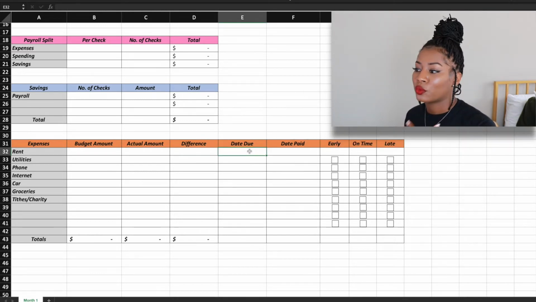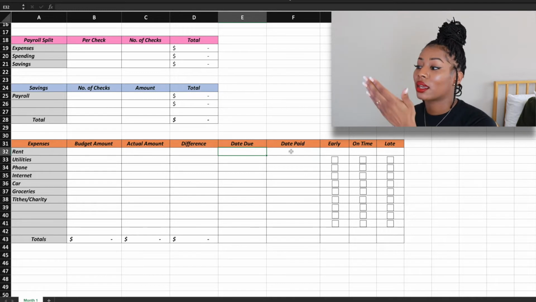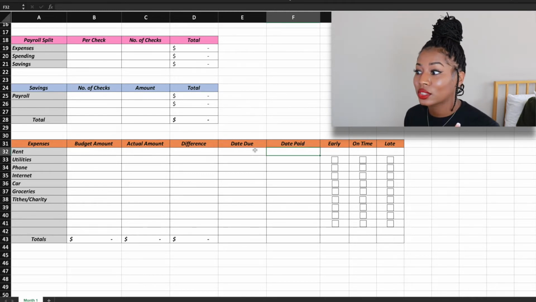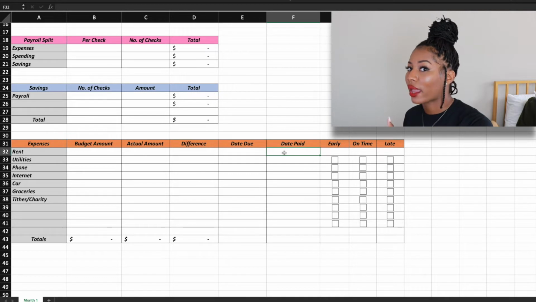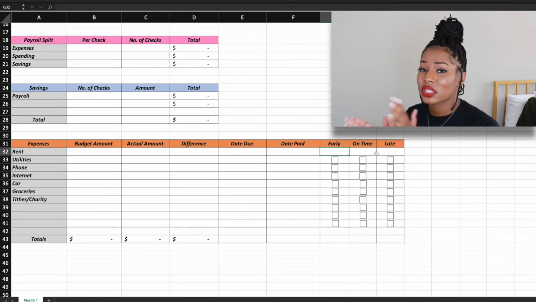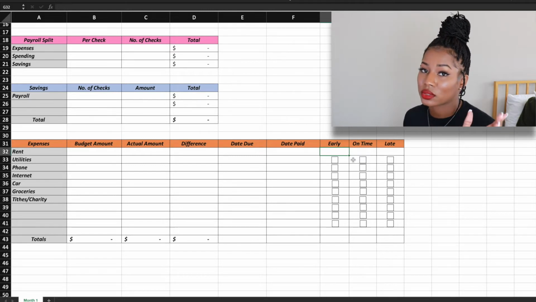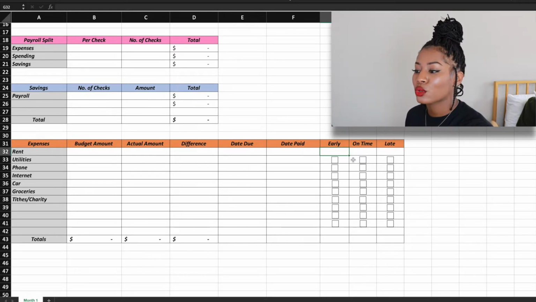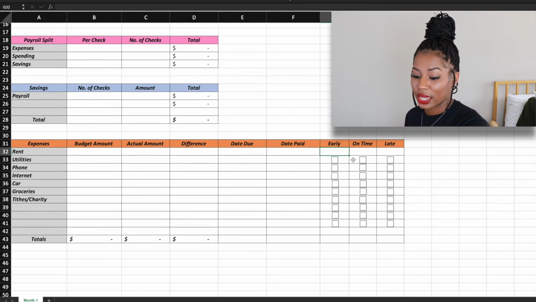Moving on to the due date and the date you actually pay. So what day was it due? What day did you actually pay? This other column is if that bill was early, on time, or late. And if you happen to pay a bill late and you want to remember why, you can put a comment in that particular cell to explain why the bill was late. That's something that I do as well. It also totals out at the bottom. Move on to the scenario and how we can look at it from here.